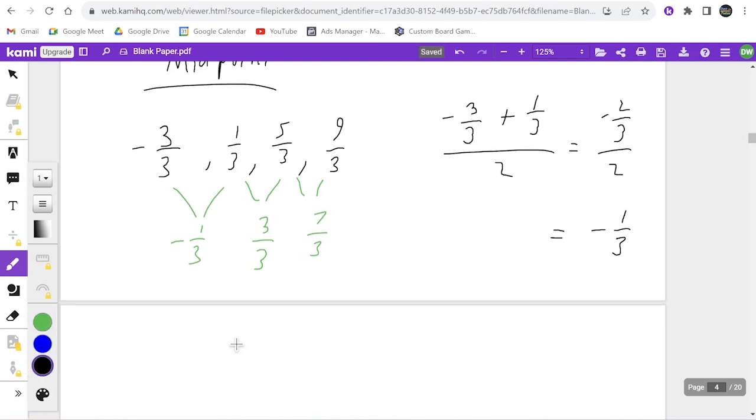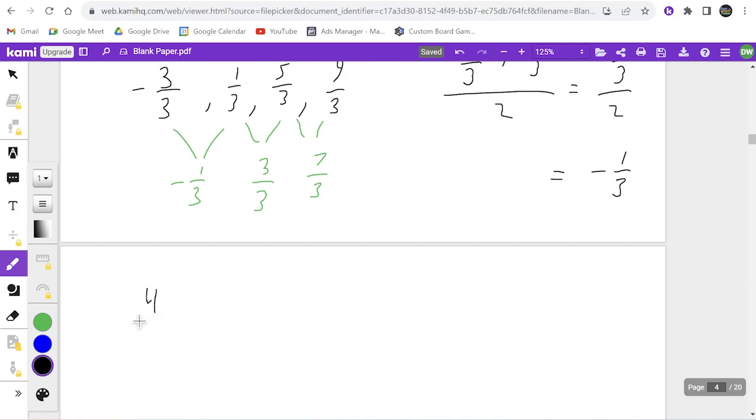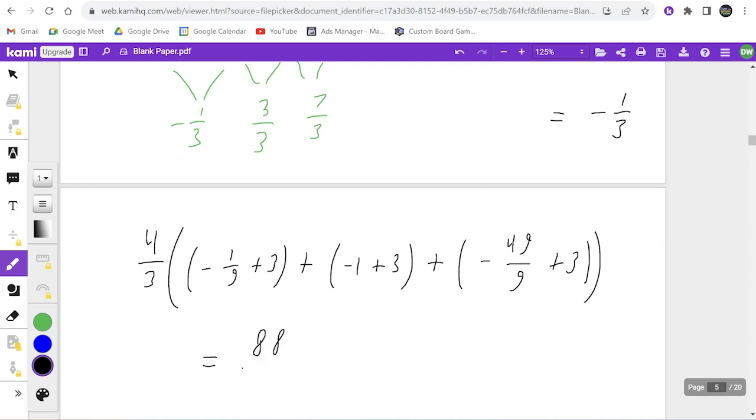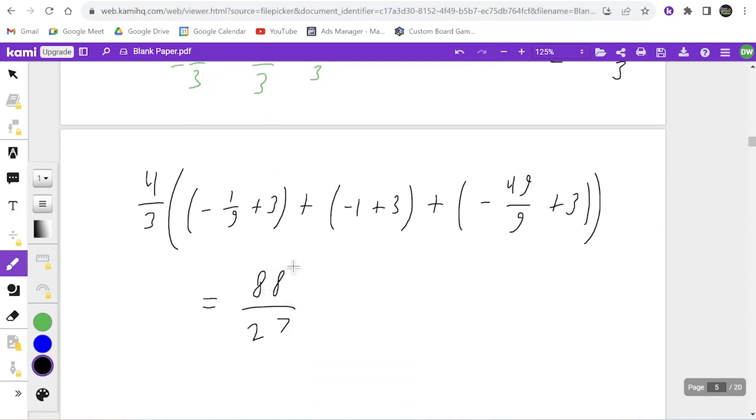And now you just got to plug it in the function. So for instance, it's going to be, again, the width, 4/3, times the quantity. When you plug in negative 1/3, you're going to get negative 1/9 plus 3. When you plug in 3/3 or 1, you're just going to get negative 1 plus 3. And then for the last one, when you plug in 7/3, you're going to get negative 49 over 9 plus 3. And finally, if you plug that in a calculator, you'll get a final fraction of 88 over 27. And that's how you do these problems.